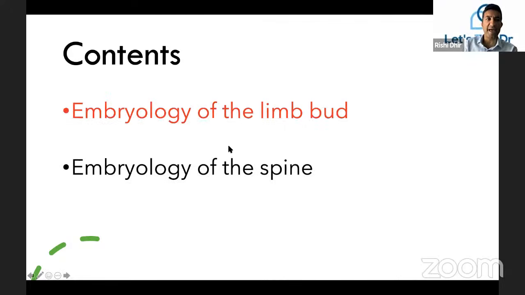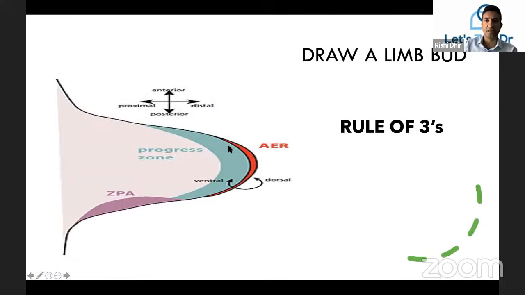So let's start with embryology of the limb bud. And the important point to note is Rishi's rule of threes. This is the easiest way to remember that. 3 zones, 3 genes, and 3 directions. Okay, so the limb bud normally develops around 4 to 6 weeks of gestation.